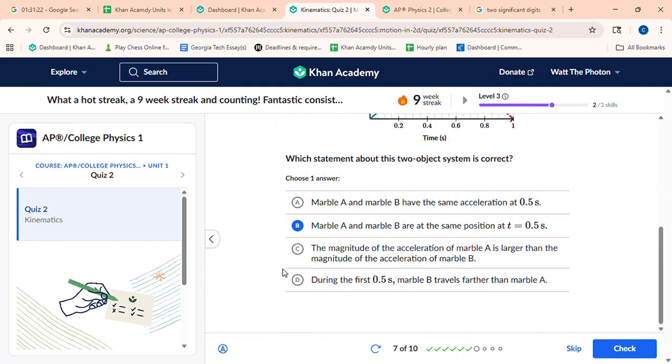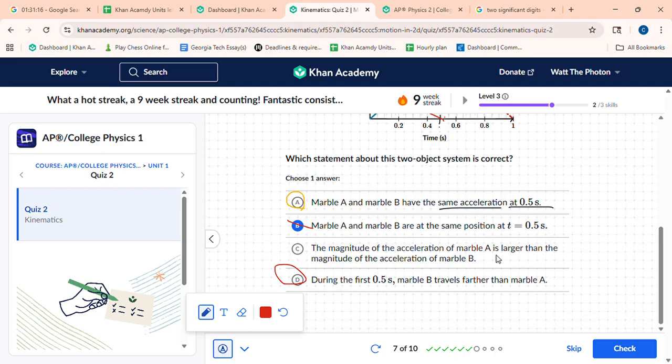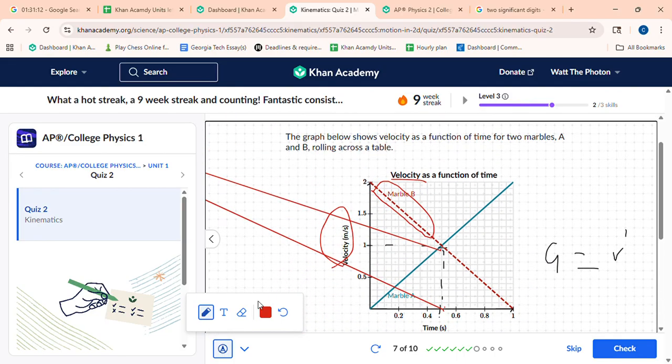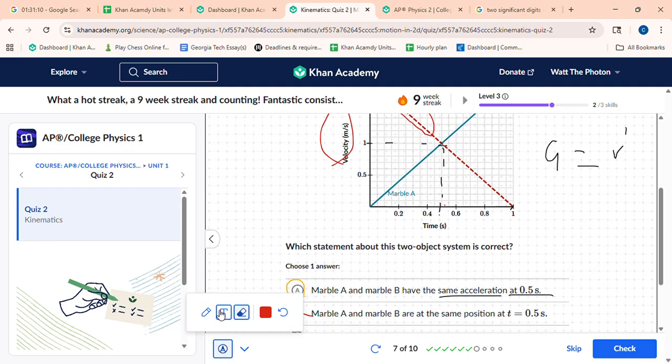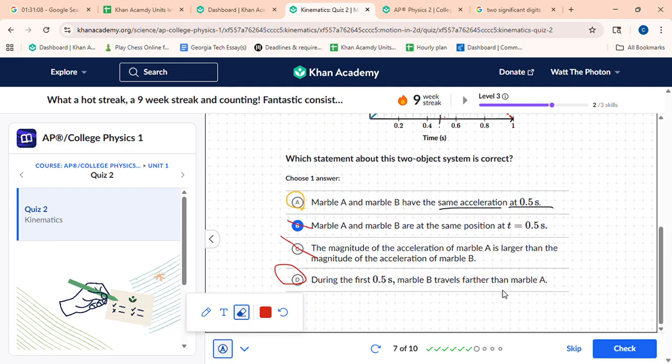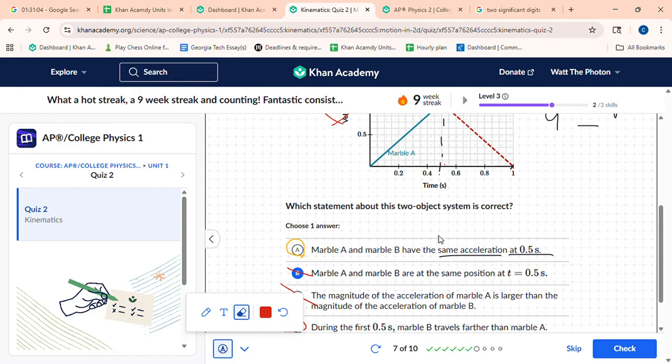B should be correct. I'm going to double check this though. Spent 15 minutes already, don't want to make a stupid mistake. 19. Should have the same acceleration. So, at 0.5 seconds.